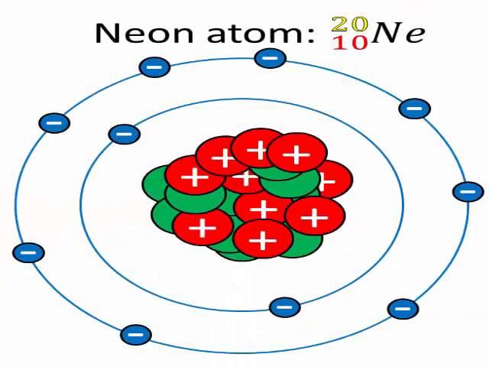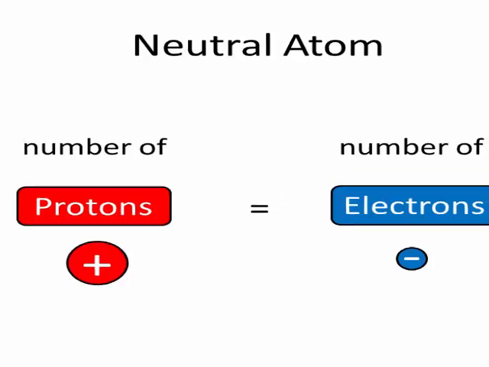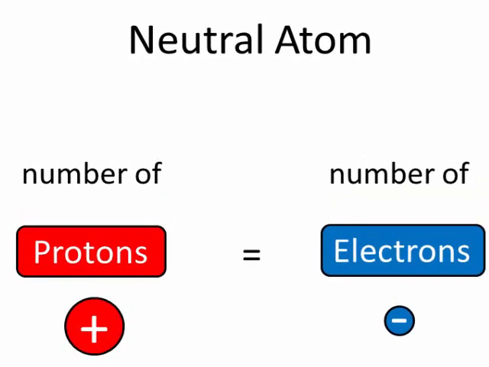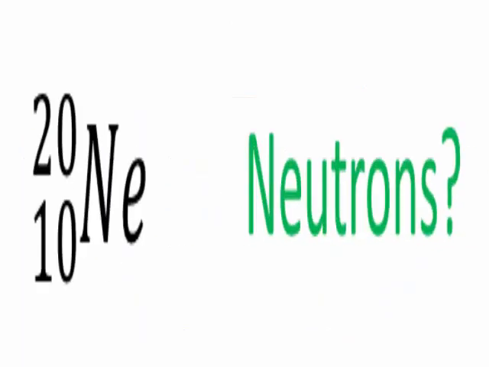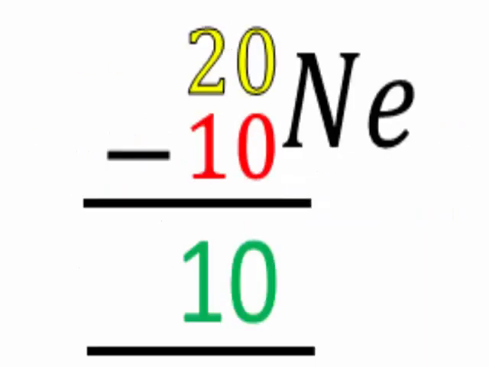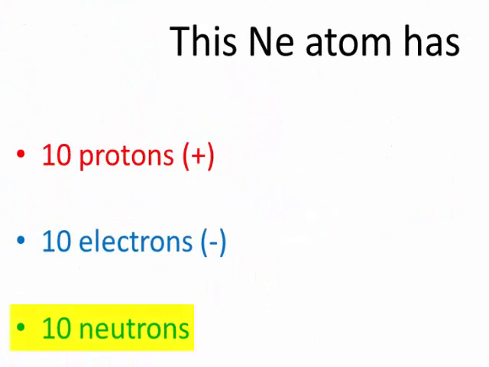Here we have a neon atom. How can you see that this neon atom is neutral? It has an equal number of protons as electrons. 10 protons, 10 electrons. How many neutrons does it have? 20 minus 10 equals 10. So it has 10 neutrons as well.